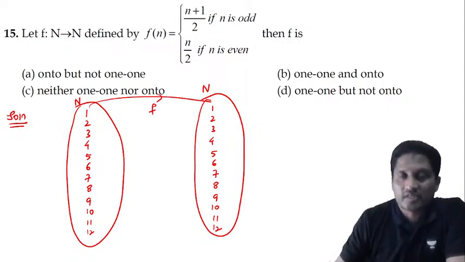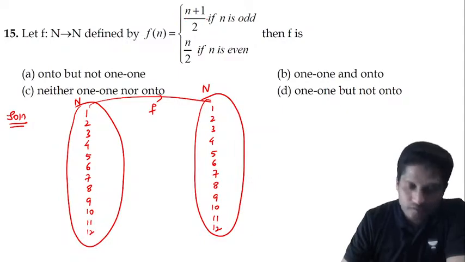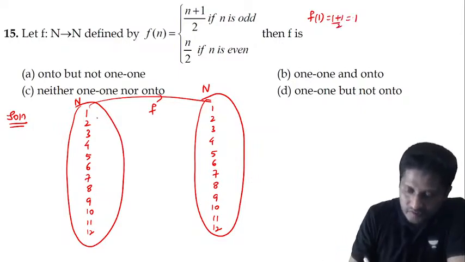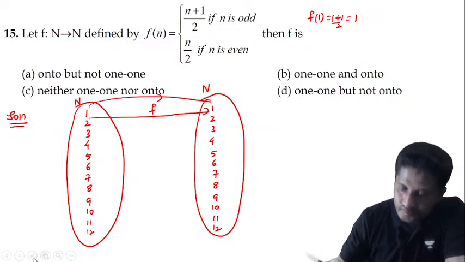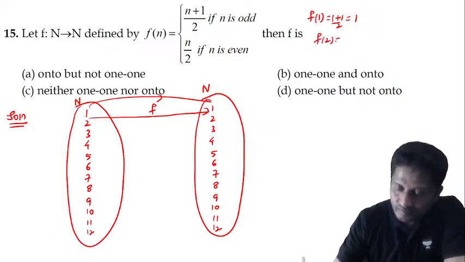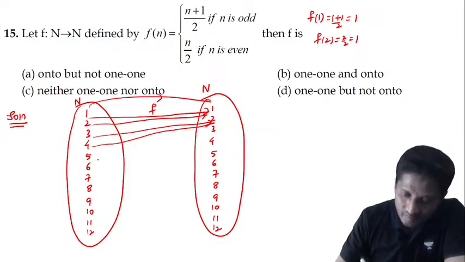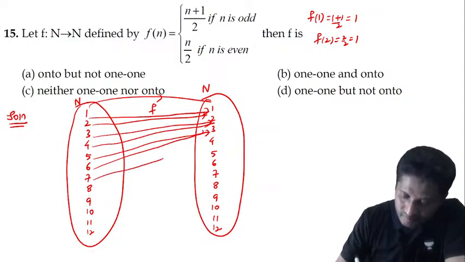Alright, if I take, suppose, natural number 1, 1 is obviously odd, so 1 plus 1 by 2. If I take f of 1, it will be 1 plus 1 by 2, which is equal to 1. So the image of 1 is 1. If I take 2, f of 2 is equal to 2 by 2, which is equal to 1. Similarly, the image of 3 is 3 plus 1 by 2, so the image of 3 will be 2. Image of 4 is also 2. Isn't it, guys? Image of 5 will be 3. Image of 6 is also 3. Image of 7 will be 4. Image of 8 will be 4.